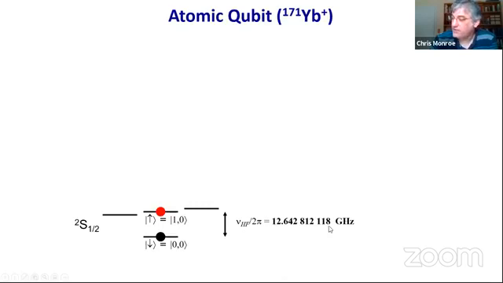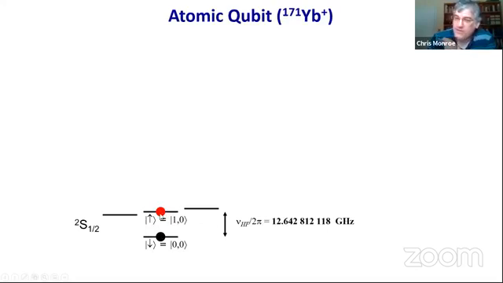I've spelled it out to 11 digits. We know it to 15 or so digits. This is a very stable frequency. Every ytterbium-171 atom is exactly the same. So we have a standard already built in the system.